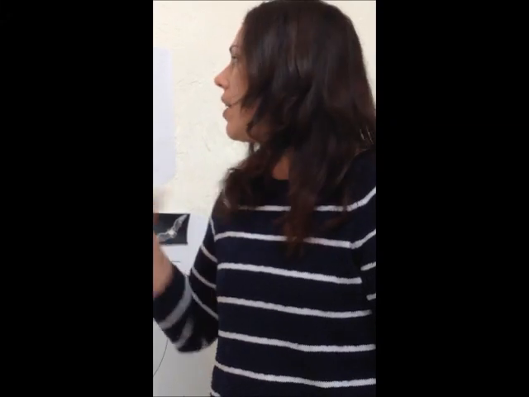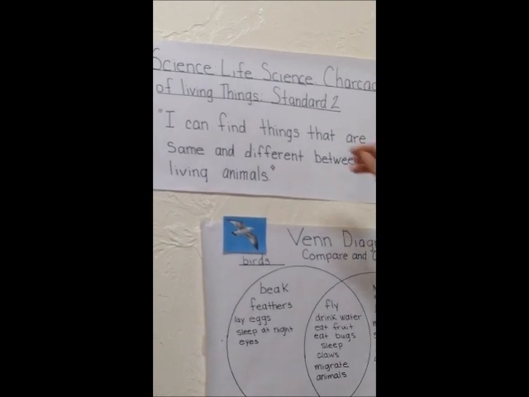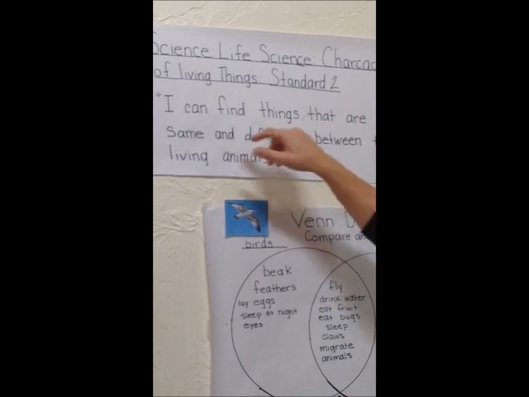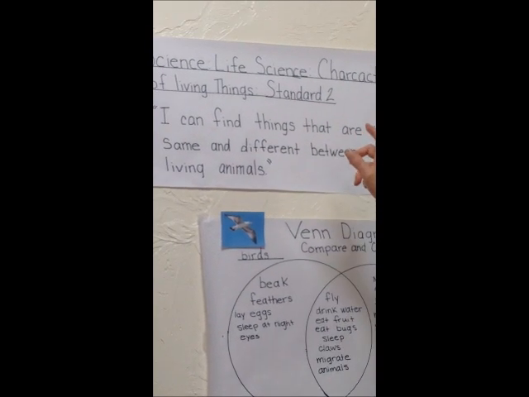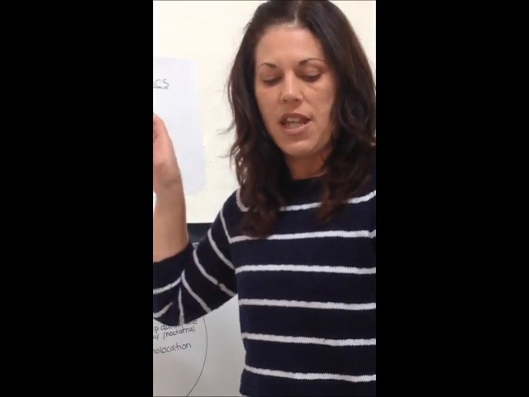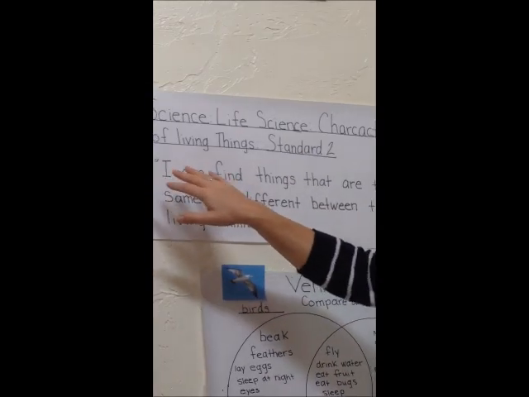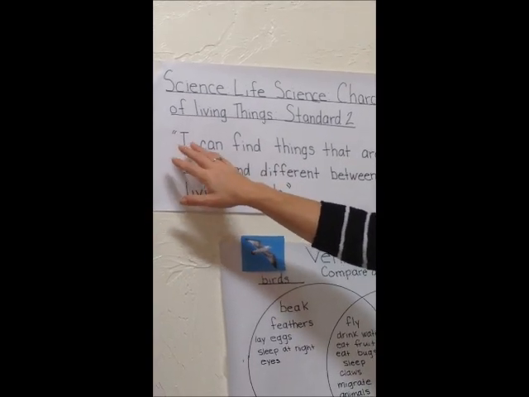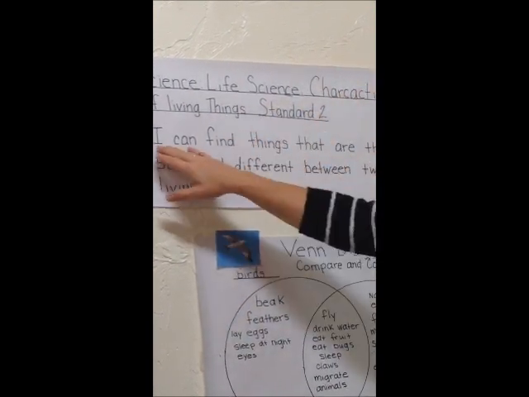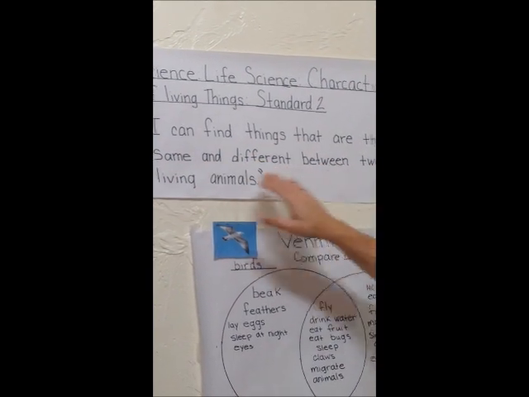Okay, this lesson is on comparing and contrasting two living animals, and I have the standard, science, life science, characteristics of living things, standard 2, differentiating between living and non-living things and grouping them by characteristics at the kindergarten level. So in student-friendly language, I wrote on the board, or on a whiteboard you can write, I can find things that are the same and different between two living animals.